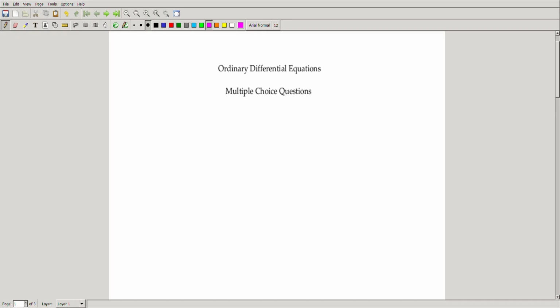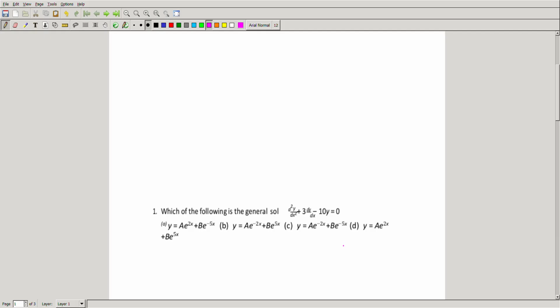Hi everyone. Today we are going to see ordinary differential equation multiple choice questions. Before moving to multiple choice questions, we have to know some things, right? For example, this first question: which of the following is the general solution for this equation?